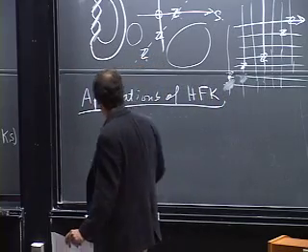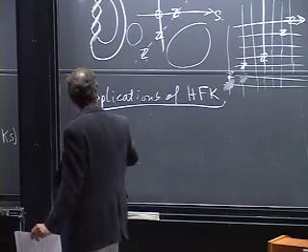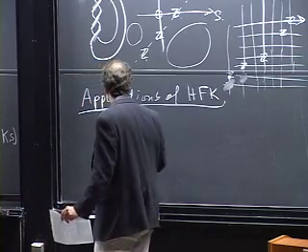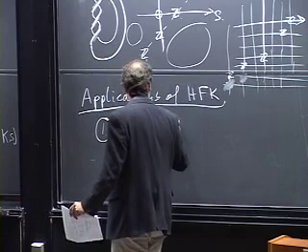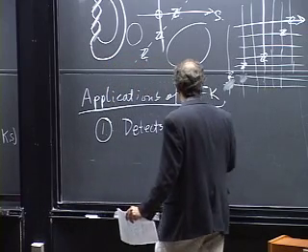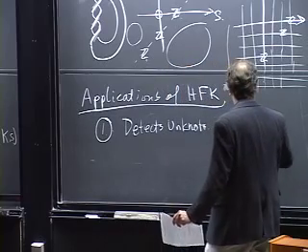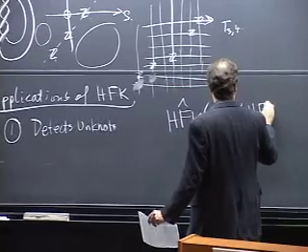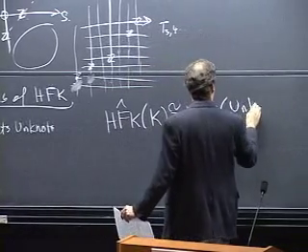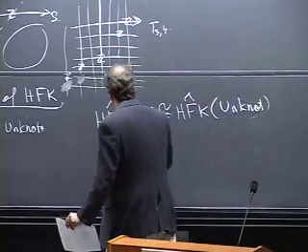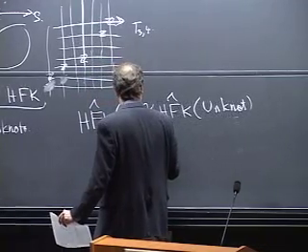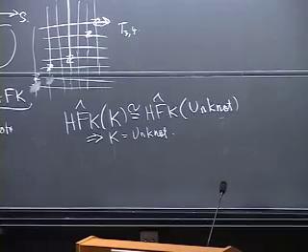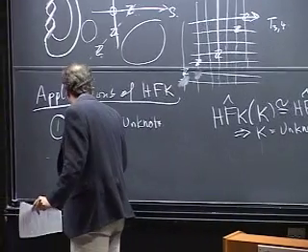So the first point about this group is that it detects the unknot. Which is to say that if you have any knot K, and you know that its knot Floer homology is isomorphic to the knot Floer homology of the unknot, then in fact, K is the unknot. And in fact, there's a stronger version of this result, which is that it detects the genus of the knot.